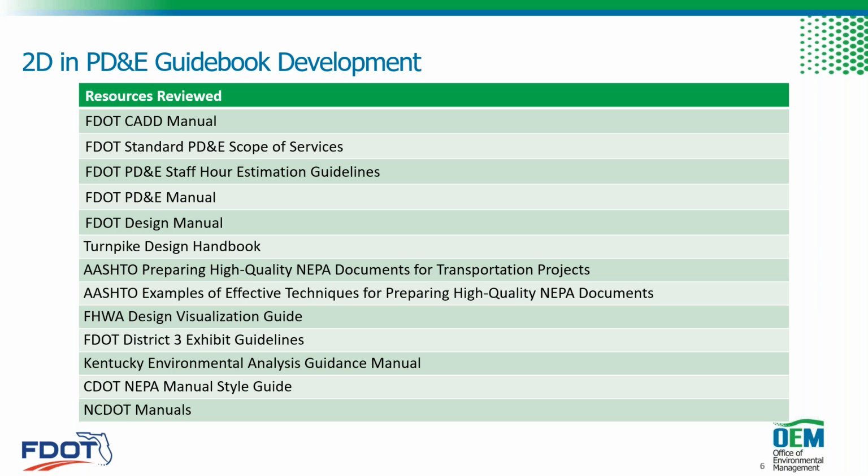The FDOT standard scope of services for PD&E studies states in multiple locations that the consultant will comply with the CAD manual. In addition, the FDOT design manual describes what should be shown in typical section packages, and the Turnpike Design Handbook contains example drawings. So this 2D and PD&E guidebook was developed by building on these existing FDOT resources and by reviewing examples from FDOT preliminary engineering reports and other state DOTs.